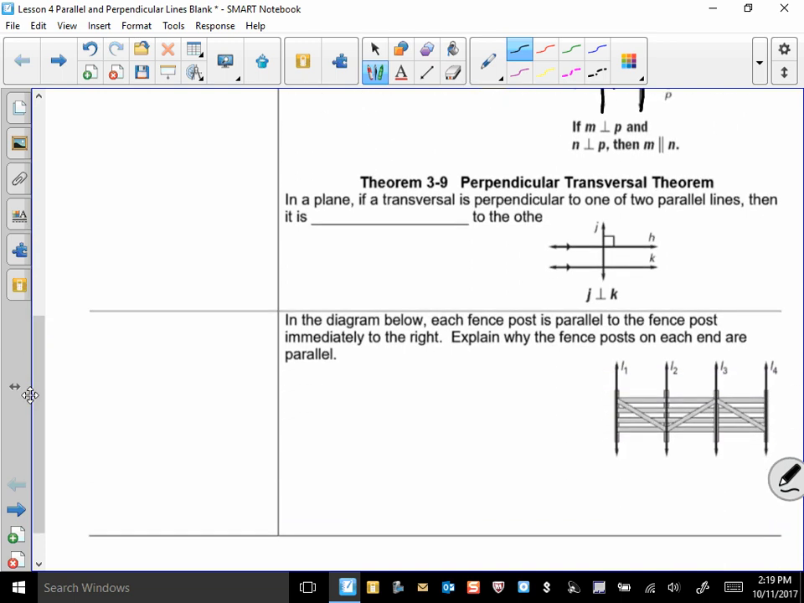And then we have this one, which does have a name, the perpendicular transversal theorem. And it says in a plane, if a transversal is perpendicular to one of two parallel lines, so in this picture here, J is our transversal, H is parallel to K, and our transversal is perpendicular to H, then we know that that transversal is also perpendicular to K. So if it's perpendicular to one of two parallel lines, then it is perpendicular to the other. Perpendicular transversal theorem.